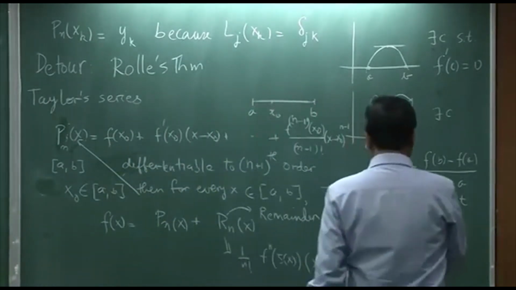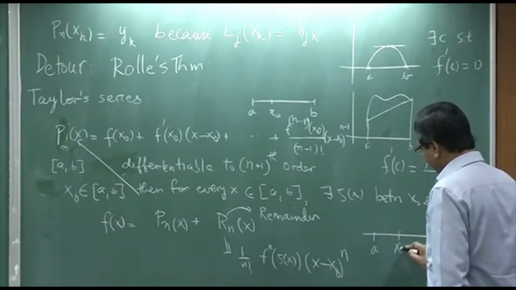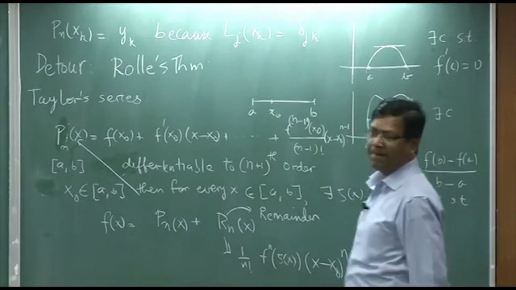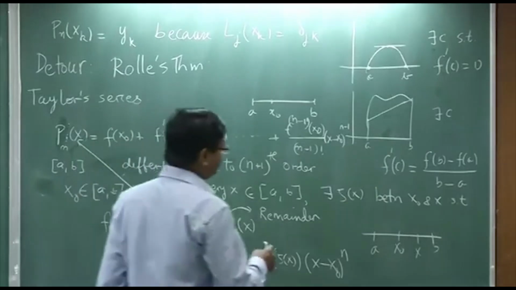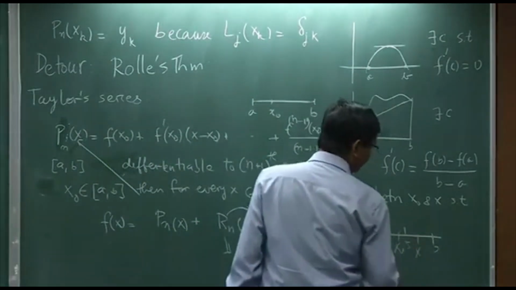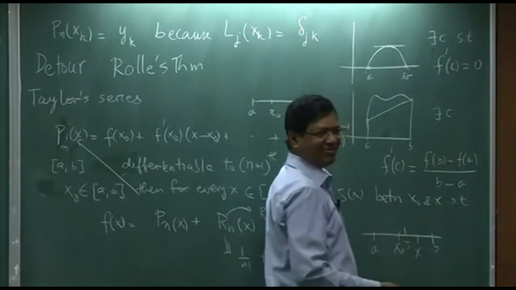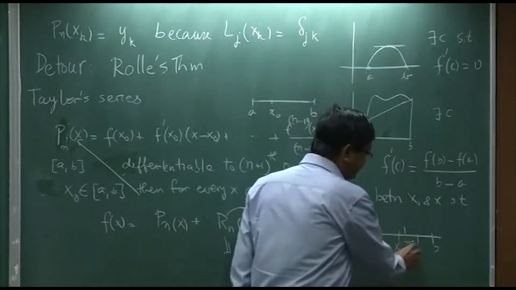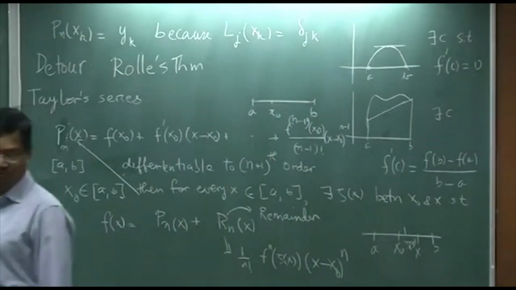So, if I draw this, A is here, B is here, x naught is here, x is here, and my zeta will be somewhere here, zeta, and that will be a function of x. There is a problem. For every x, zeta x will be different. Okay. So, the proof. I have to look at my notes.